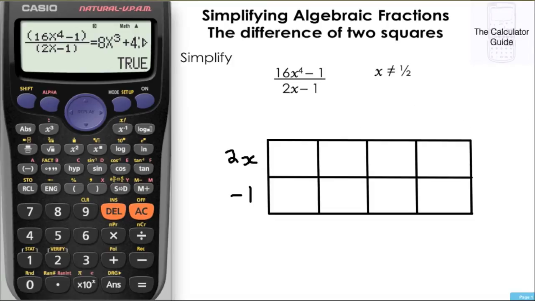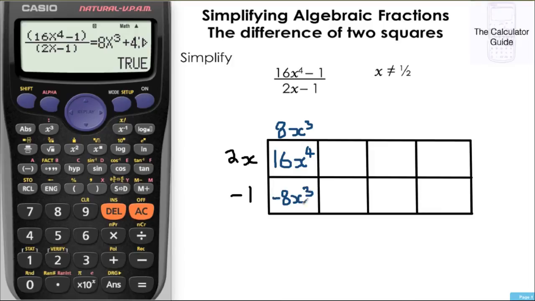Now we could have approached this question in a different way. We could have done it as a division. Now I don't use a long division method, I prefer a grid method, which I've shown in a previous video. So I've got my two terms here, 2x and minus 1, and I'm going to put my first term from the top, or the numerator, 16x to the power of 4 in the first cell or box of the grid. Now what I'm thinking about is, what do I need to multiply 2x by to give me 16x to the power of 4? Well, it's 8x cubed. And then on the bottom here, I'm multiplying 8x cubed by minus 1, so I've got minus 8x cubed.